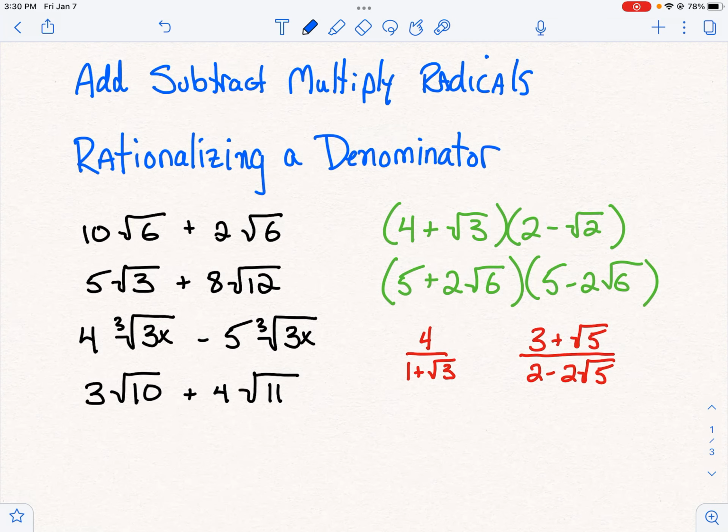Hello everyone. Today we're going to work on adding and subtracting radicals, multiplying radicals, and rationalizing a denominator. Now since this could be a little bit long, I'm showing all 8 different examples I'm going to be going over, color-coded. The black ones are going to be adding and subtracting, the green ones will be multiplying, and the red ones will be dividing. So if there's one particular thing you're looking for, fast forward and find what you need.